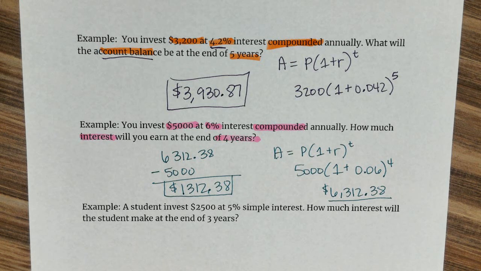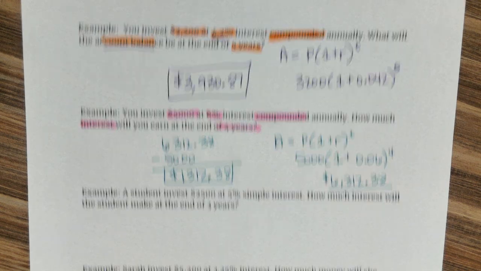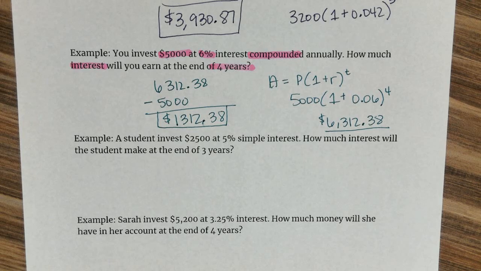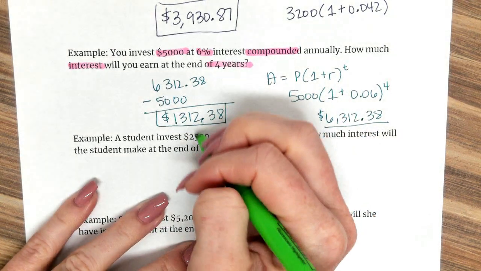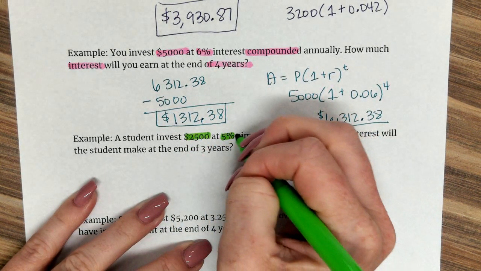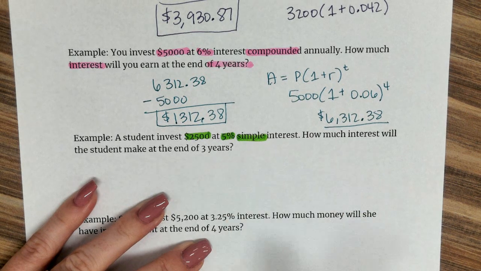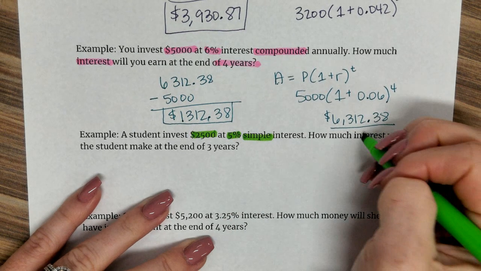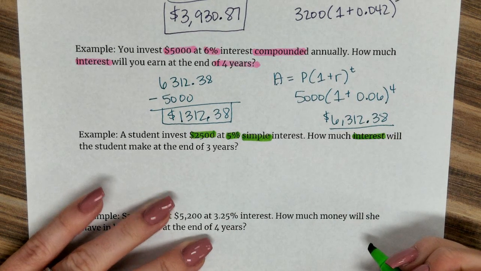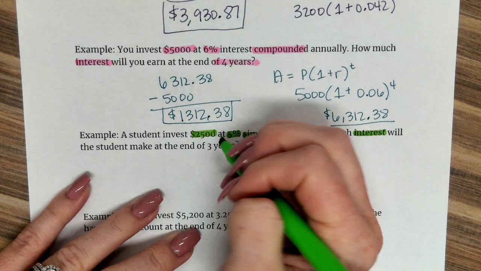Okay, let's read the next one. Are we ready, or y'all need a little bit more time? We're ready? All right, look at the next one. A student invests $2,500 at 5%. What does this say? Simple interest. How much interest will be in the account? How much interest will the student make at the end of 3 years?